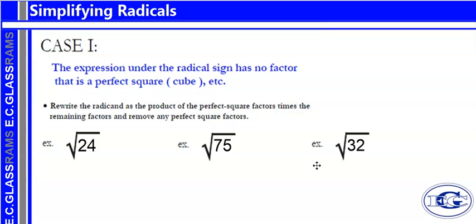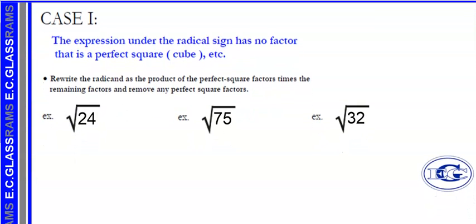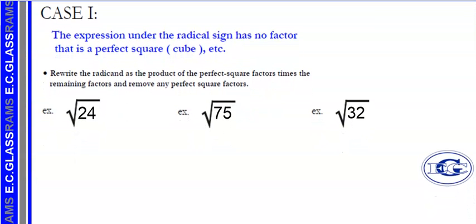So going back to our examples, we have the square root of 24. Well, we have to take that list we had, and we have to figure out, okay, what is the largest perfect square that can go into 24?